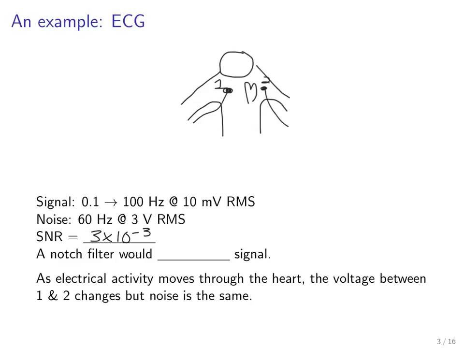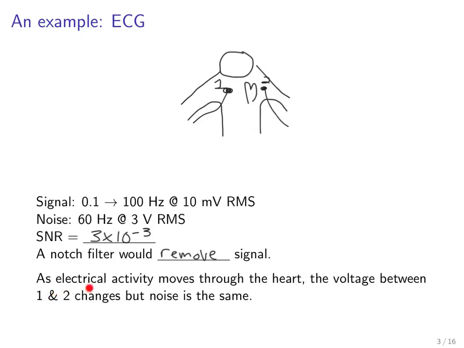A notch filter, on the one hand, would remove signal. We have noise only at one frequency, so you might think we could just use a notch filter, but that would remove signal because our signal goes through 60 hertz. It's possible to have large signal components at 60 hertz, where the noise is. So if we applied a notch filter, we would also remove signal.